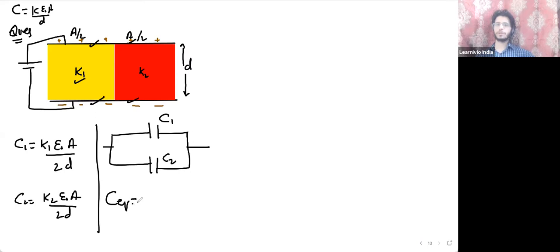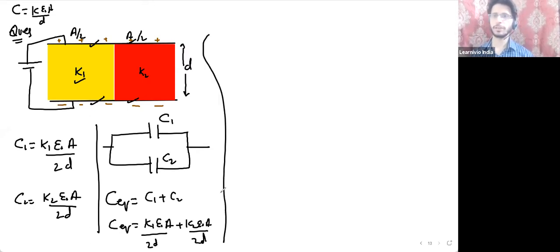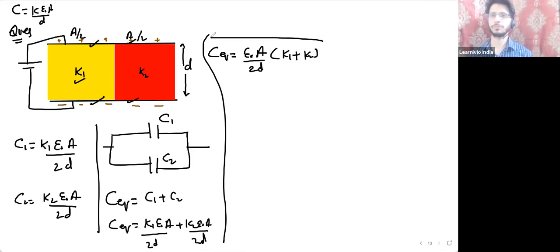So for series, it will be like positive to negative. I'm coming to the series next. So C equivalent is K1 epsilon naught A by 2D plus K2 epsilon naught A by 2D, which is epsilon naught A by 2D times K1 plus K2. That's C equivalent.